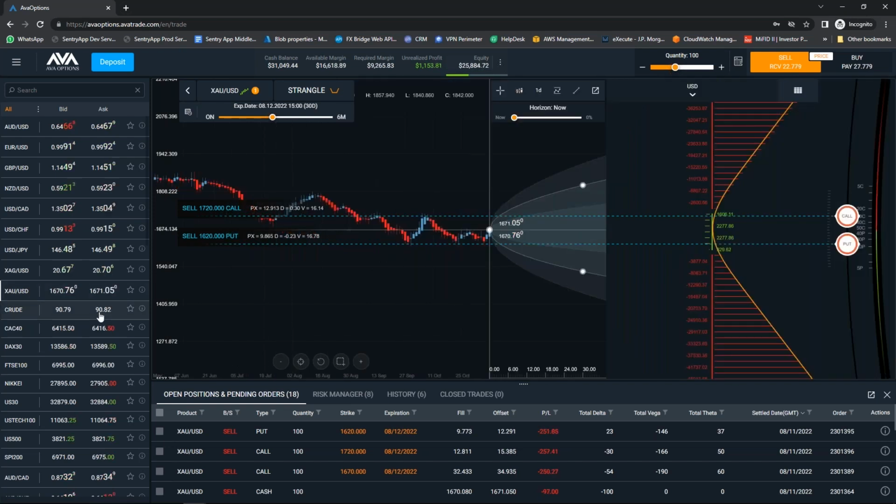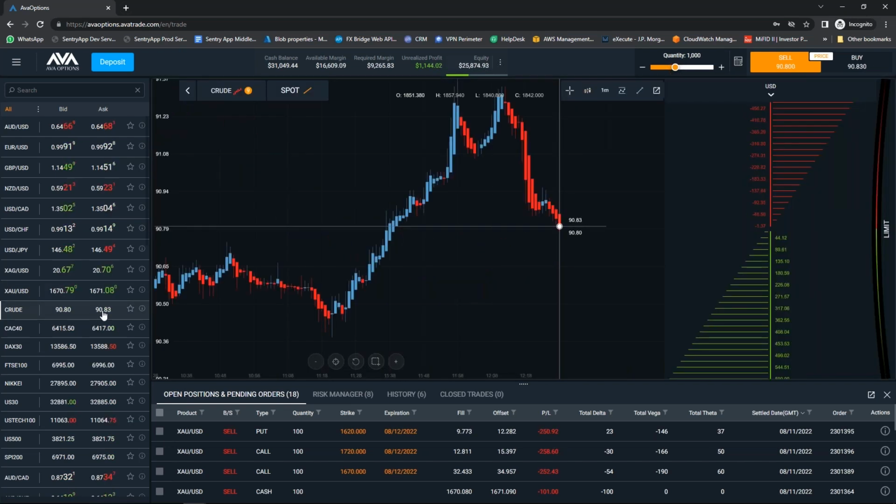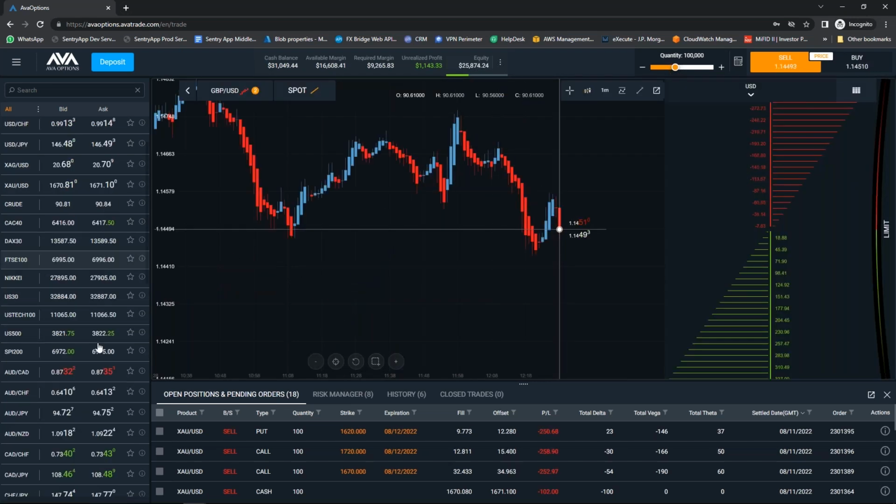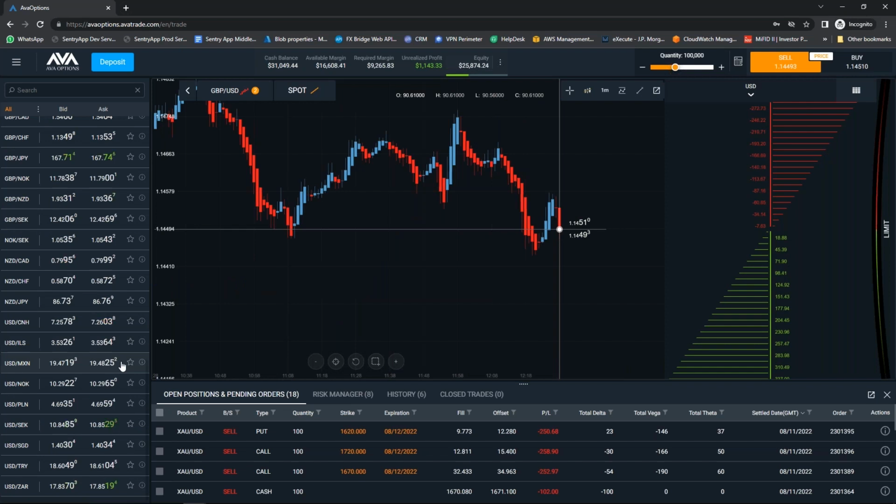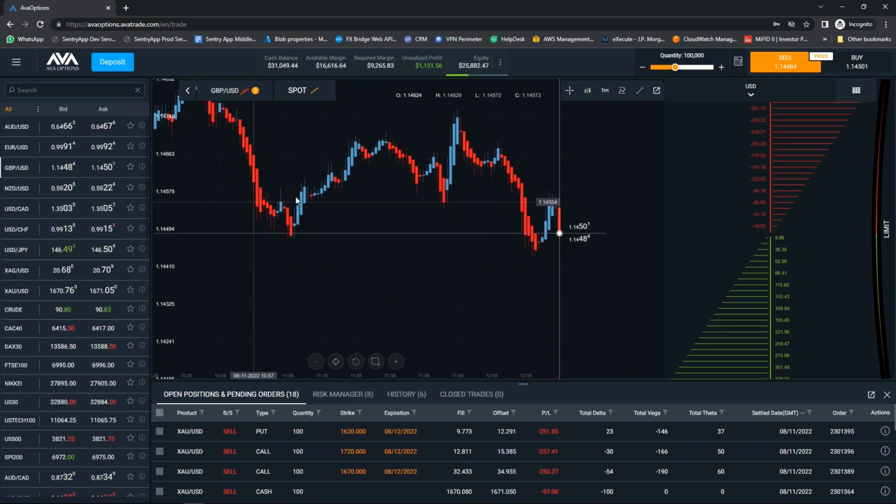Again, we have other assets to trade, of course. You can trade assets that don't have options, like crude. You can trade all the currencies. We've got emerging markets currencies, and it's very simple to use.